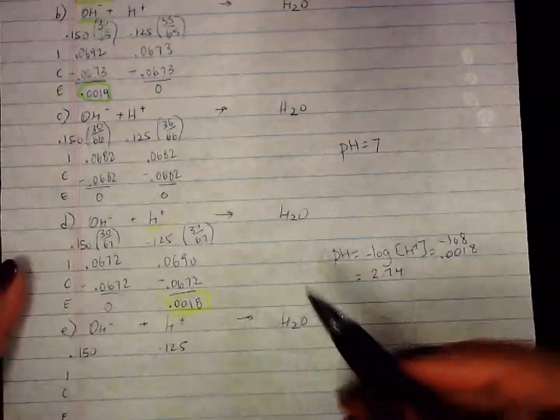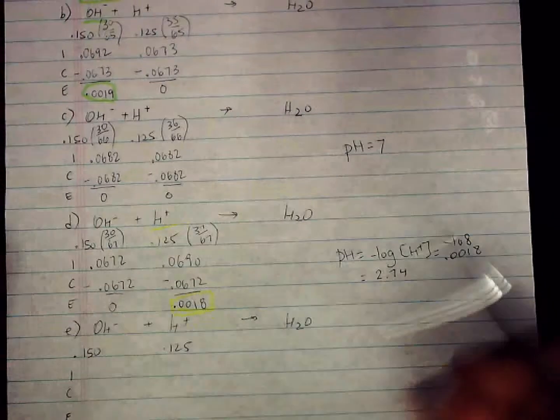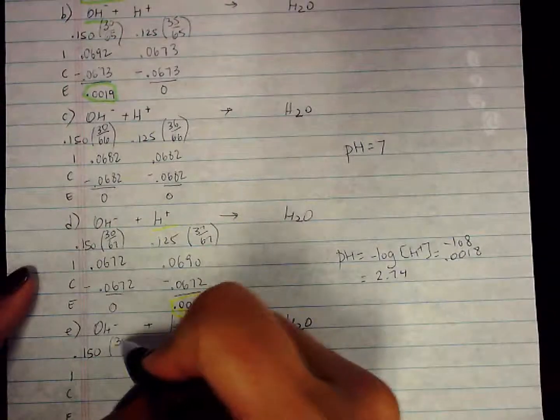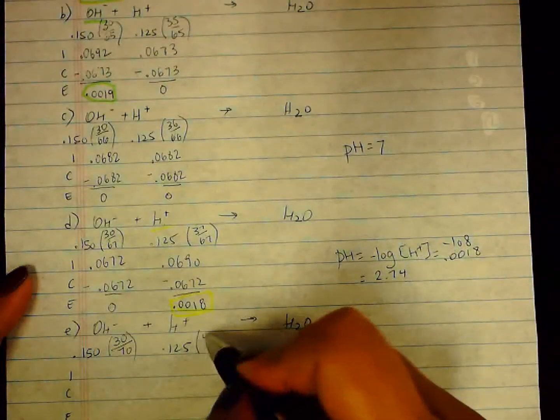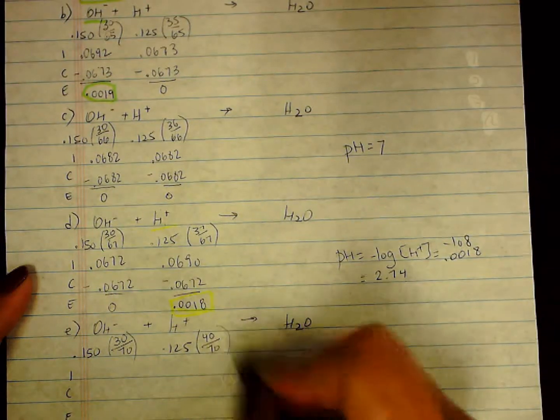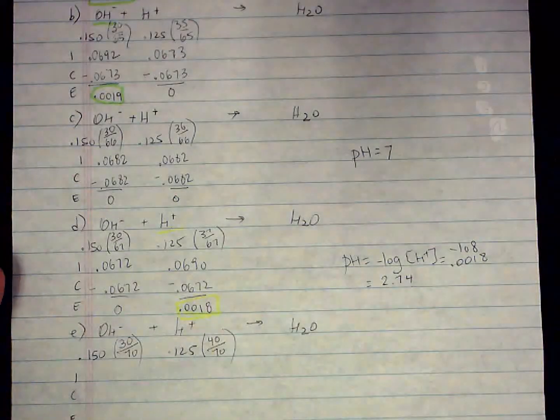All right, so in part E now they're adding 40 milliliters of acid. Okay, so let's take a look here. So it's 30 milliliters of base over a total volume of 70. Over here it's 40 milliliters of acid over a total volume of 70. So let's take a look here.